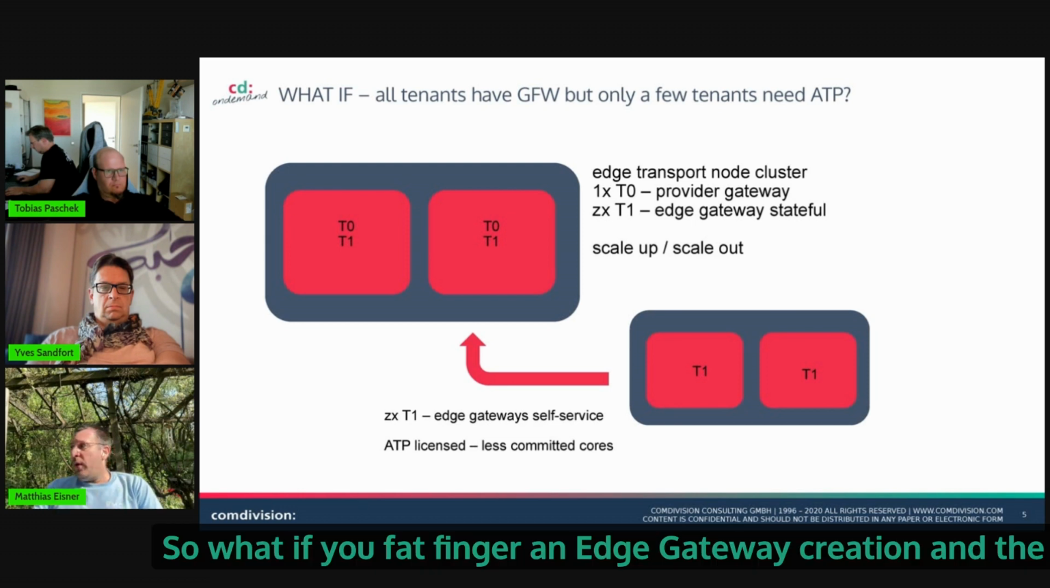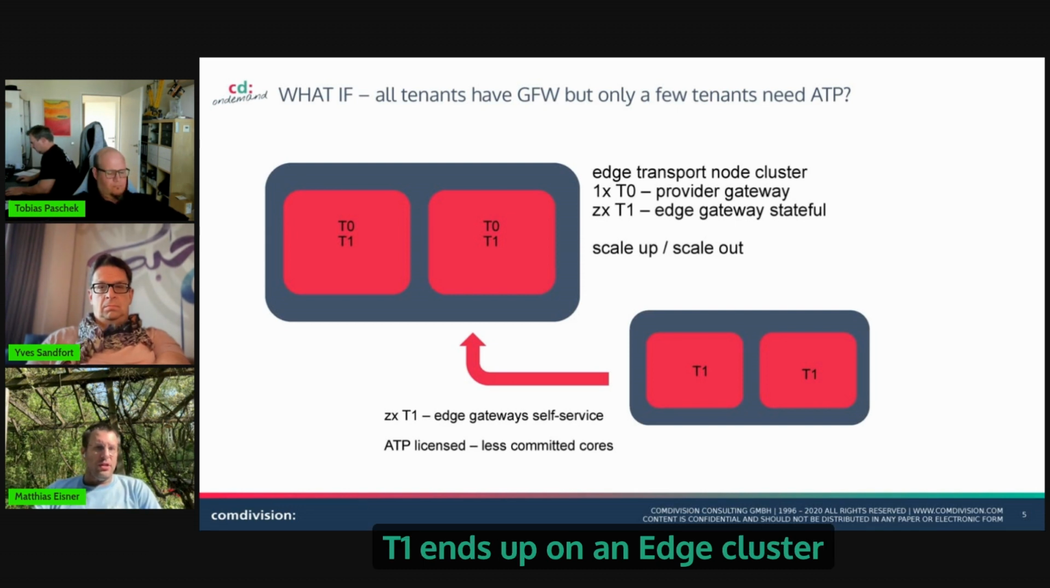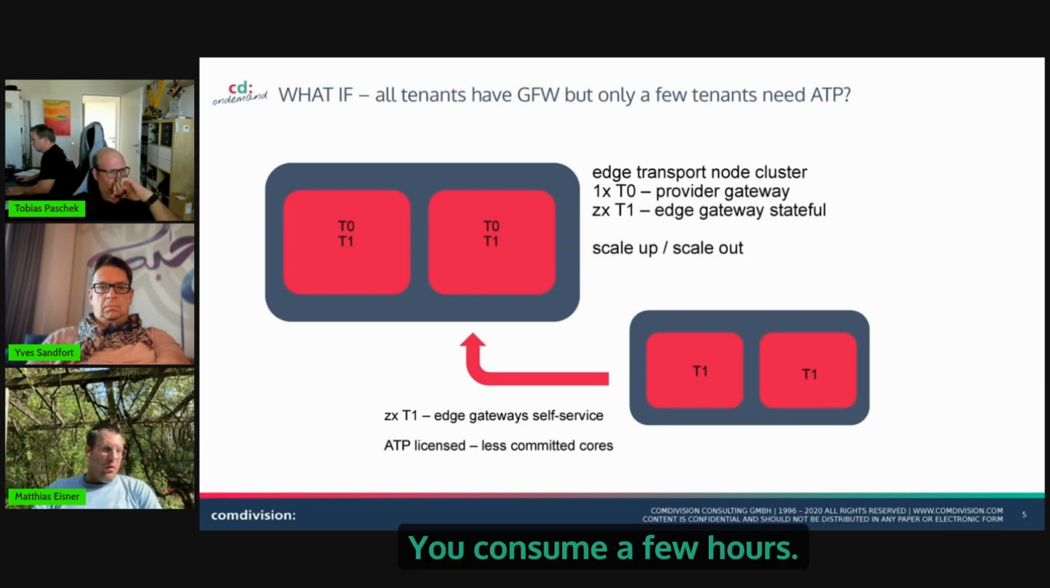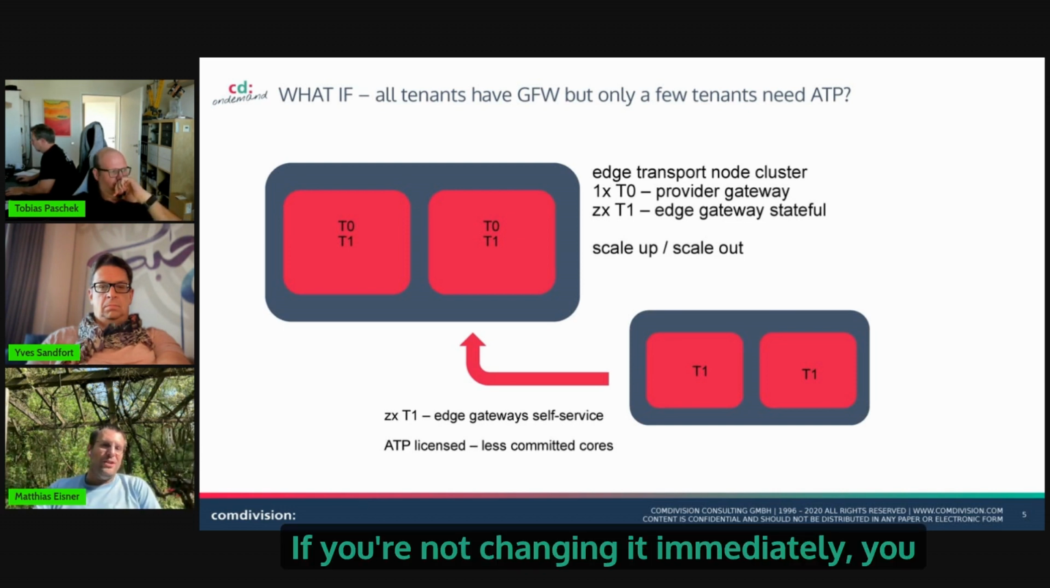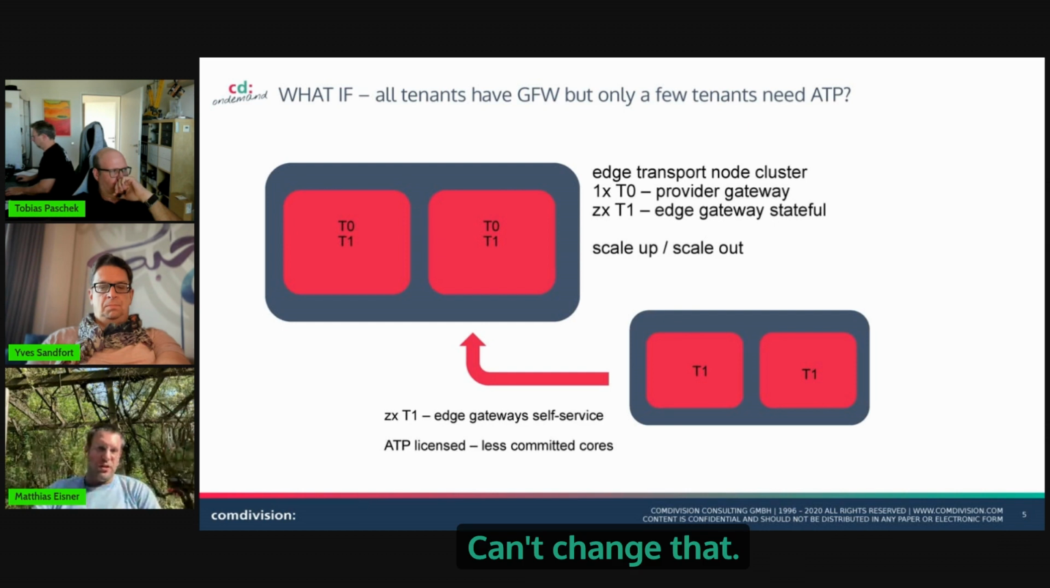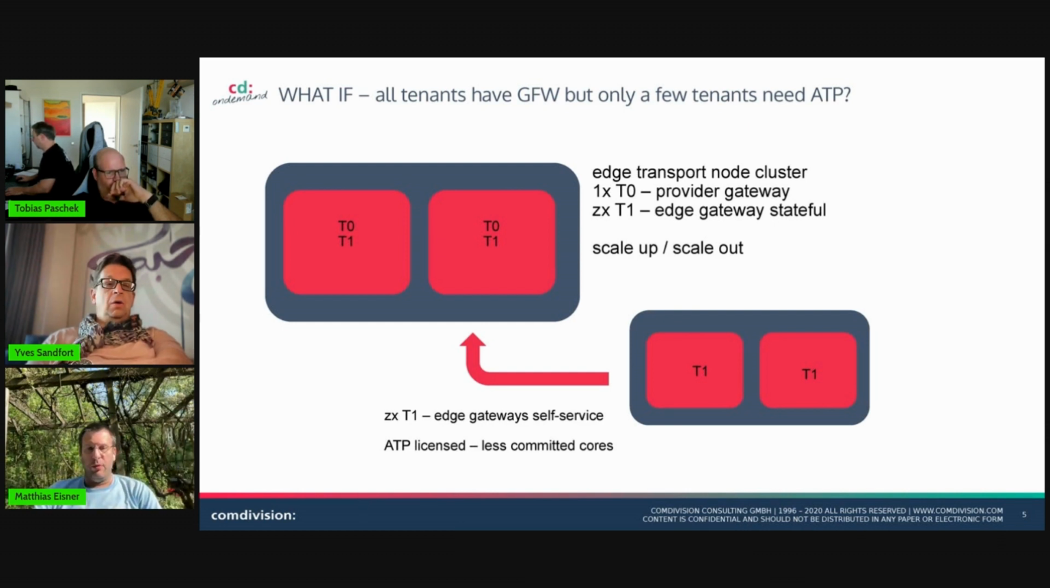So what if you fat finger an edge gateway creation and the T1 ends up on an edge cluster where it should not be? You consume a few hours. If you are not changing it immediately, you will consume a few hours of overage for gateway firewall. Can't change that until you remove it.